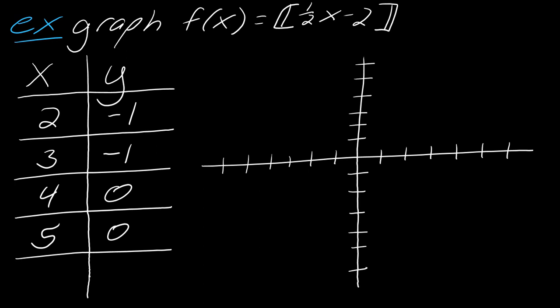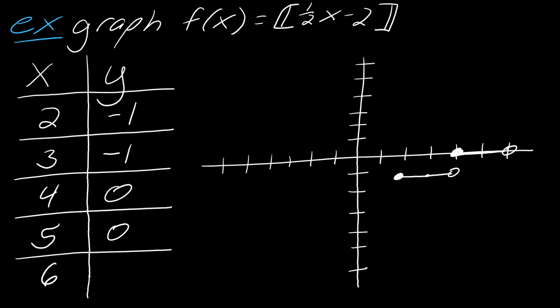So I have 2, -1, so I'll go ahead and plot that point. And I also have 3, -1. This is going to continue all the way until I get to 4. At 4, I jump to the next step. You want to put in enough points until you're convinced of what your step is. And then at 4, I jump up here to 0. This will continue all the way to 6, and you can just keep plotting.